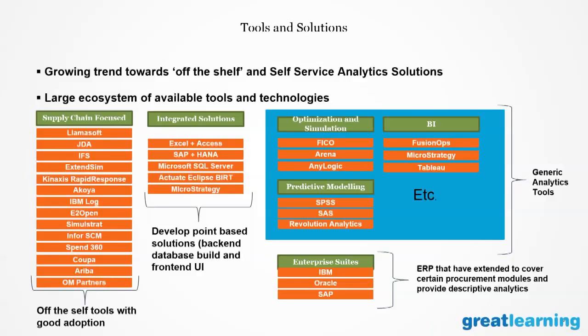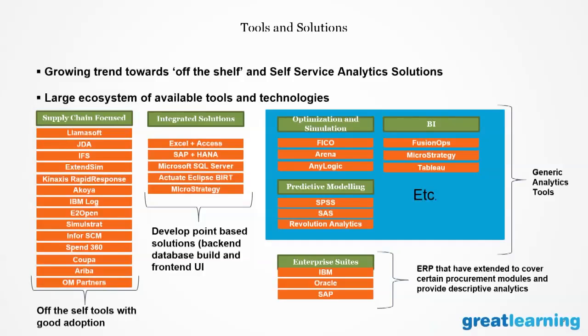Okay, so basically, in terms of the ecosystem that we have of analytic tools, it has evolved a lot, with a huge number of tools and technologies available. And there is a strong growing trend towards off-the-shelf and self-service analytic solutions as compared to customized analytic solutions or one-time project activity that used to happen. So now organizations want a tangible solution which could be used over and over again, especially in supply chain where it's very dynamic.